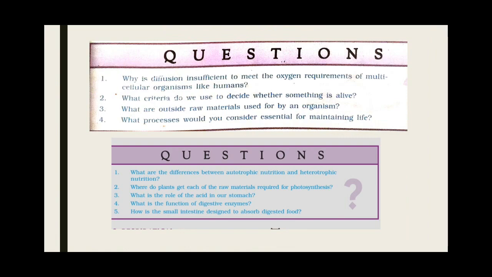Where do plants get each of the raw materials required for photosynthesis? We have already discussed. Now for photosynthesis, you will be writing carbon dioxide, where it is getting from, water, where it is getting from, sunlight, and then chlorophyll. Okay, now what is the role of acid in the stomach?